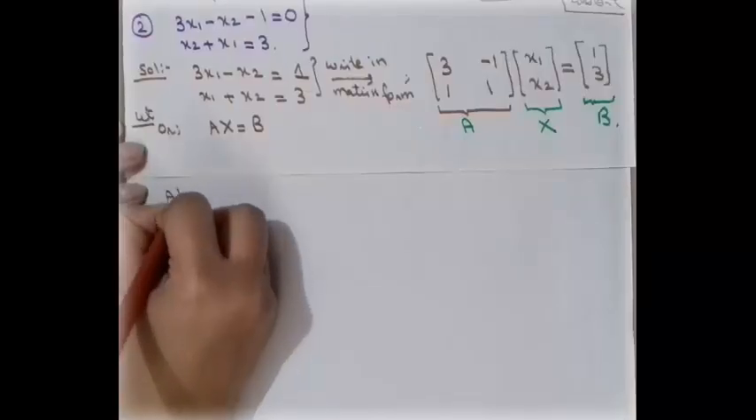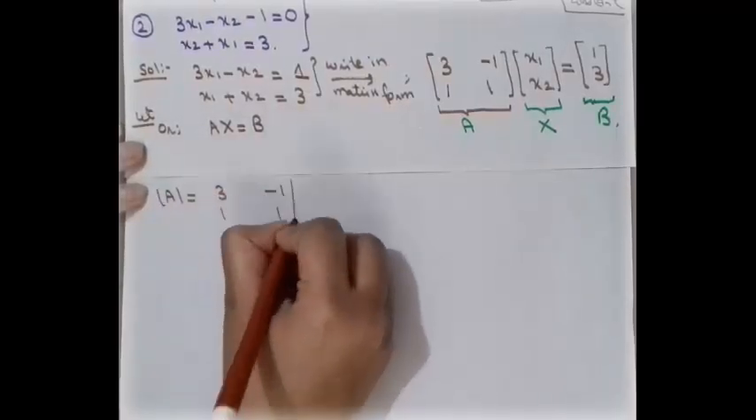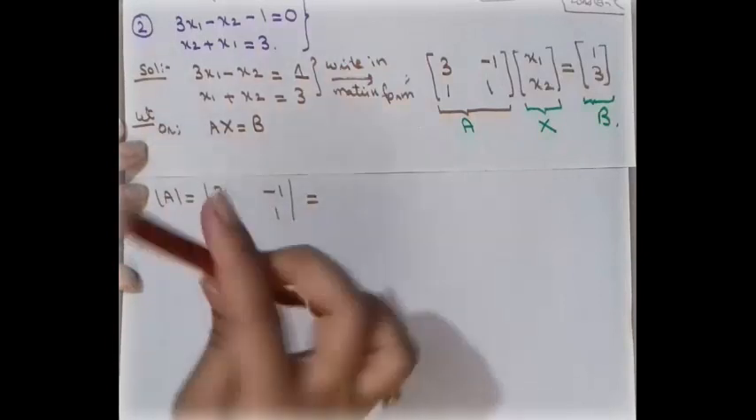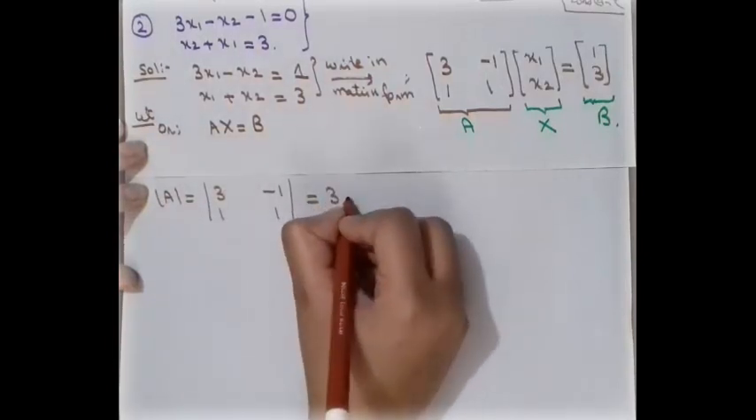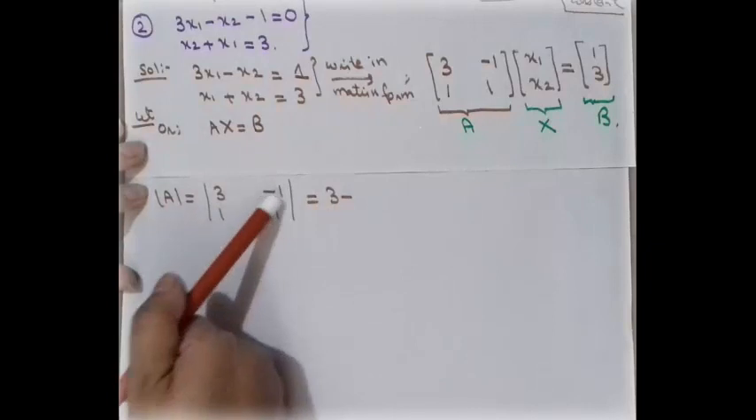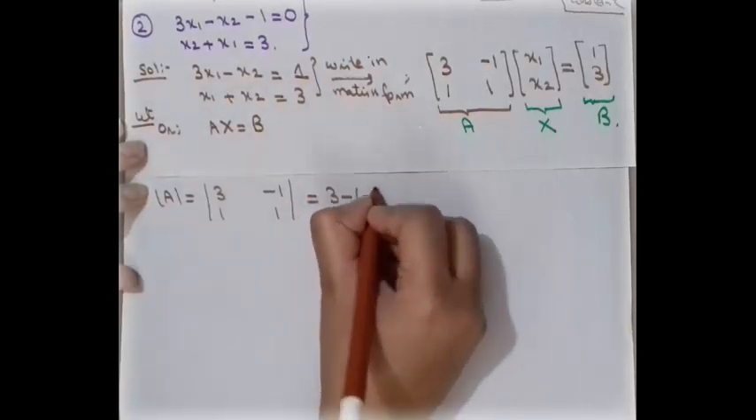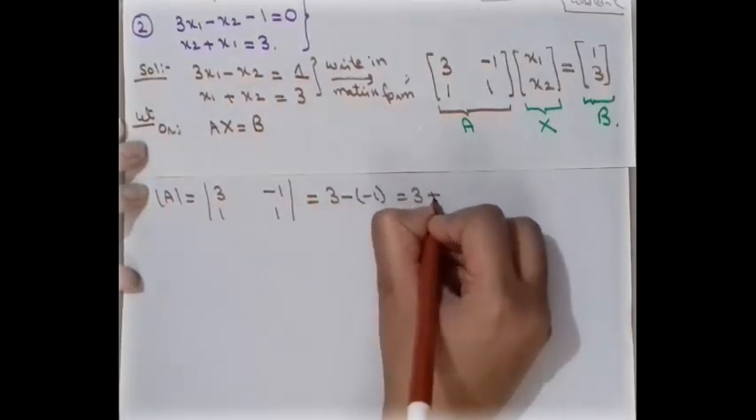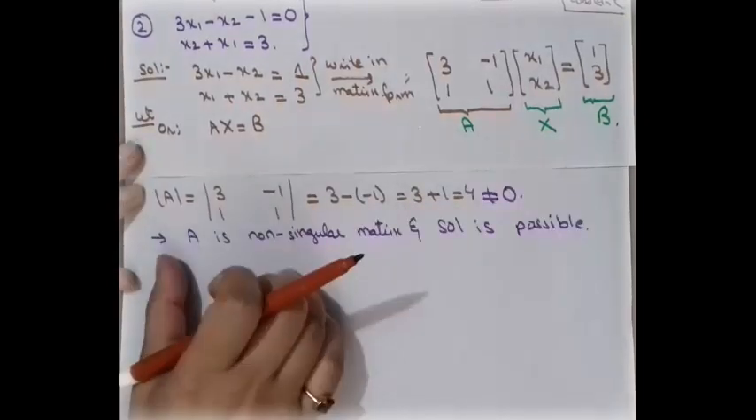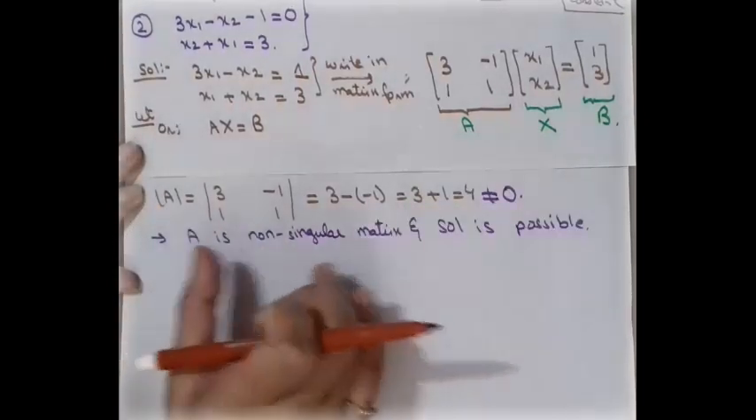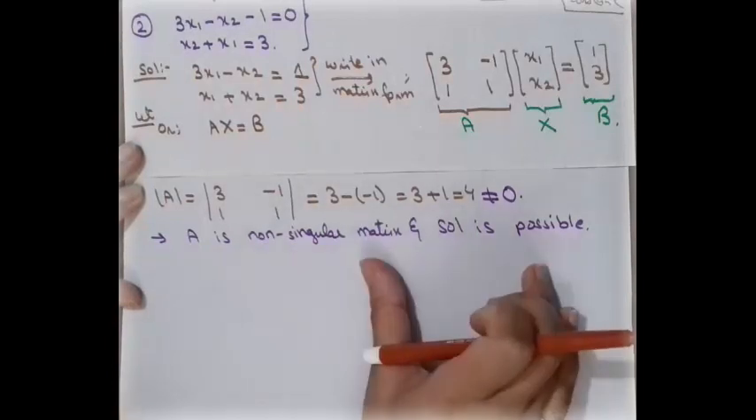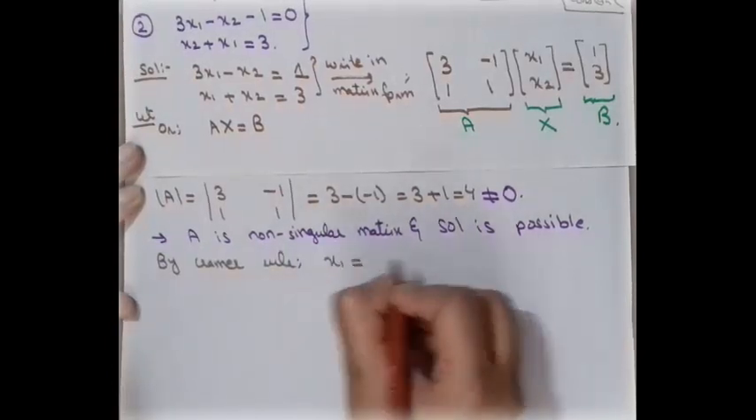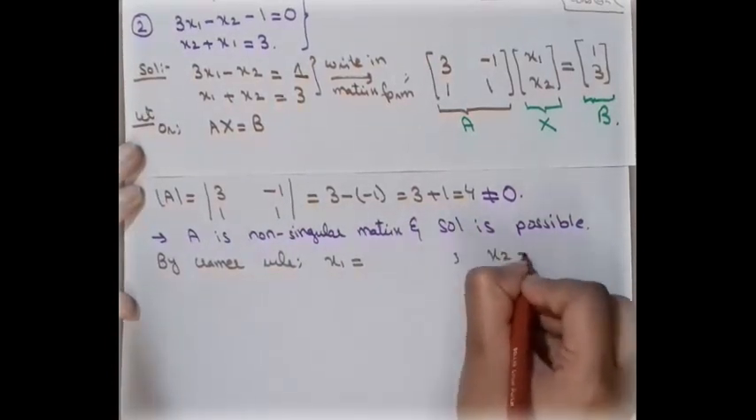So the determinant of matrix A: we multiply the diagonal elements, which is 3, the sign is minus, and multiply these two elements, which is -1, so it will be 3 plus 1, which equals 4. It means that the matrix A is a non-singular matrix, so its solution is possible. We have to calculate x1 and x2.